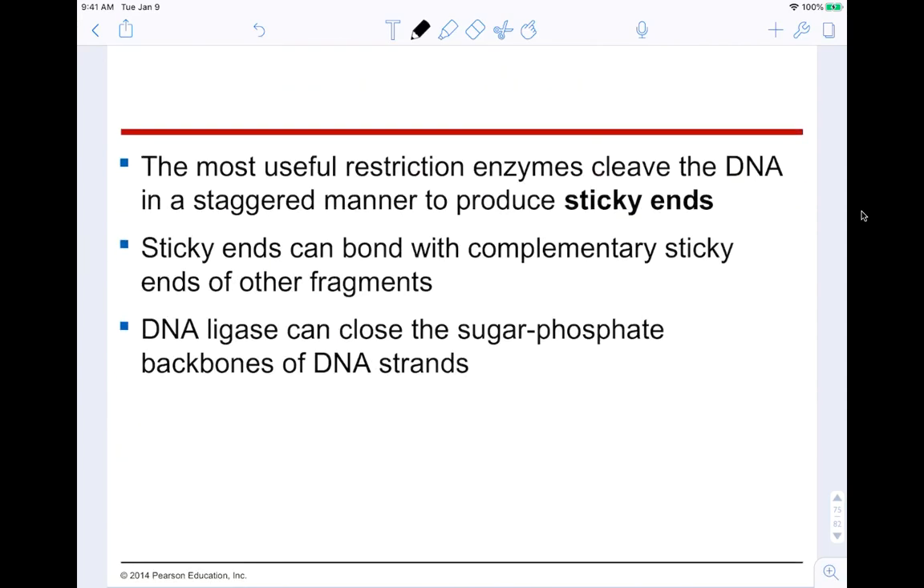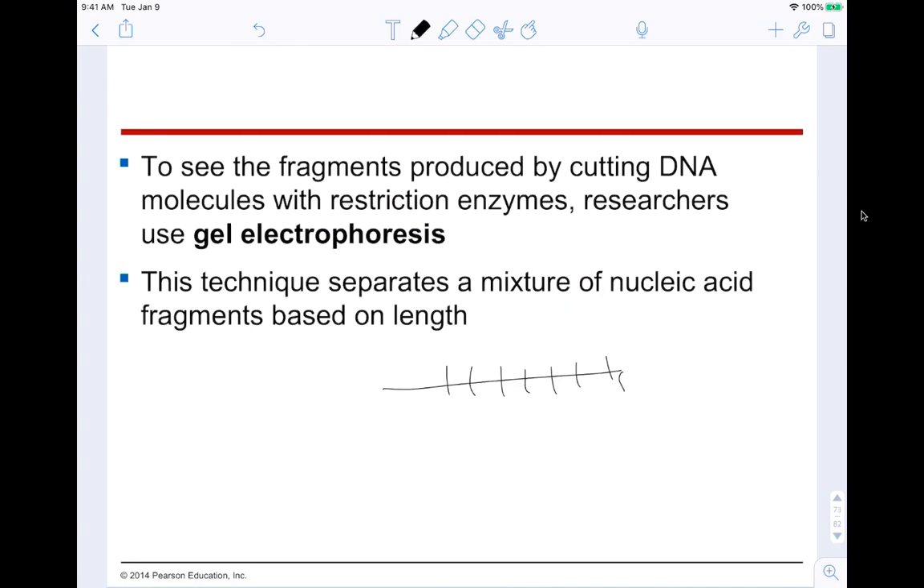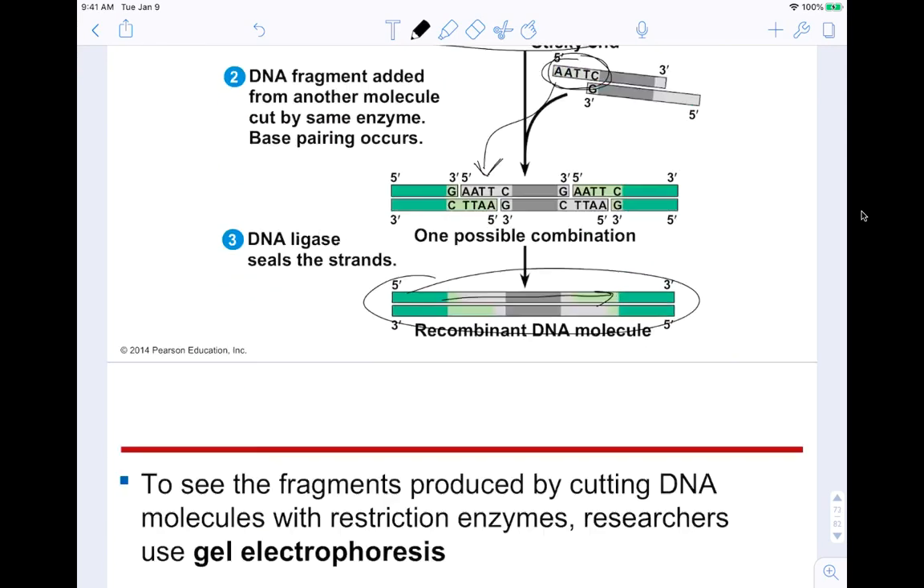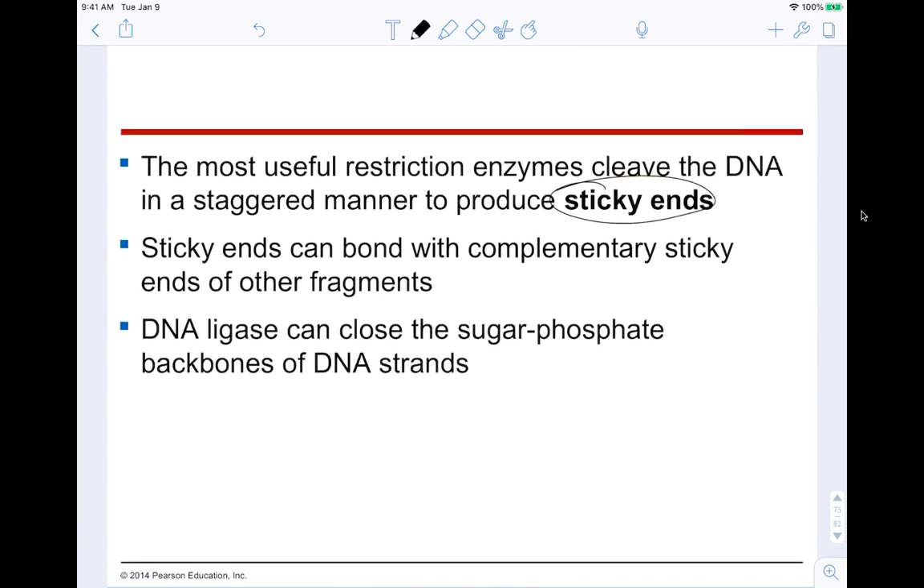So the most useful restriction enzymes cleave the DNA in a staggered manner to produce sticky ends. That's what I was talking about before. So let's look back at the green. These are our sticky ends, because it's a predictable cut and it's already ready to receive its base pairs. That's why that's advantageous, okay? So sticky ends can bond with complementary sticky ends of another fragment. So if you use the same restriction enzyme to cut two different pieces of DNA, then you can just stick those two pieces of DNA together because the sticky ends are ready to pair.